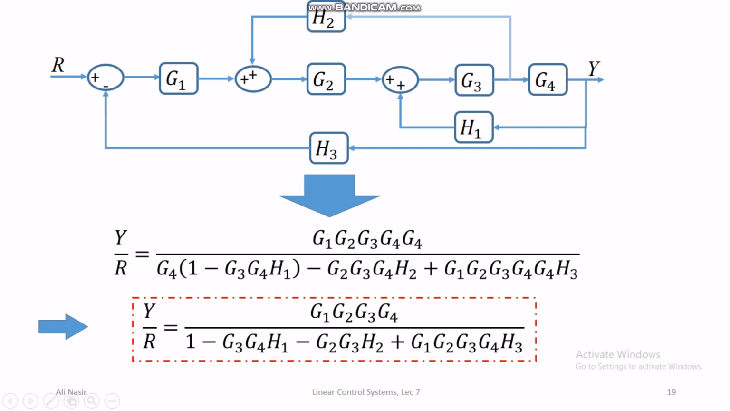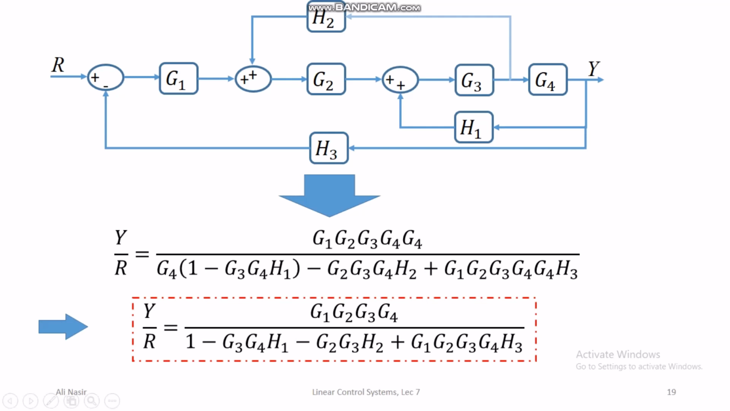And then there is another loop, g1, g2, g3, g4 and h3. So this is the third loop, the biggest loop, and its expression is given in the denominator, g1, g2, g3, g4, h3, with an opposite sign compared to the other two loops. That's because this loop is a negative loop. This loop has a negative sign in the feedback summation point.